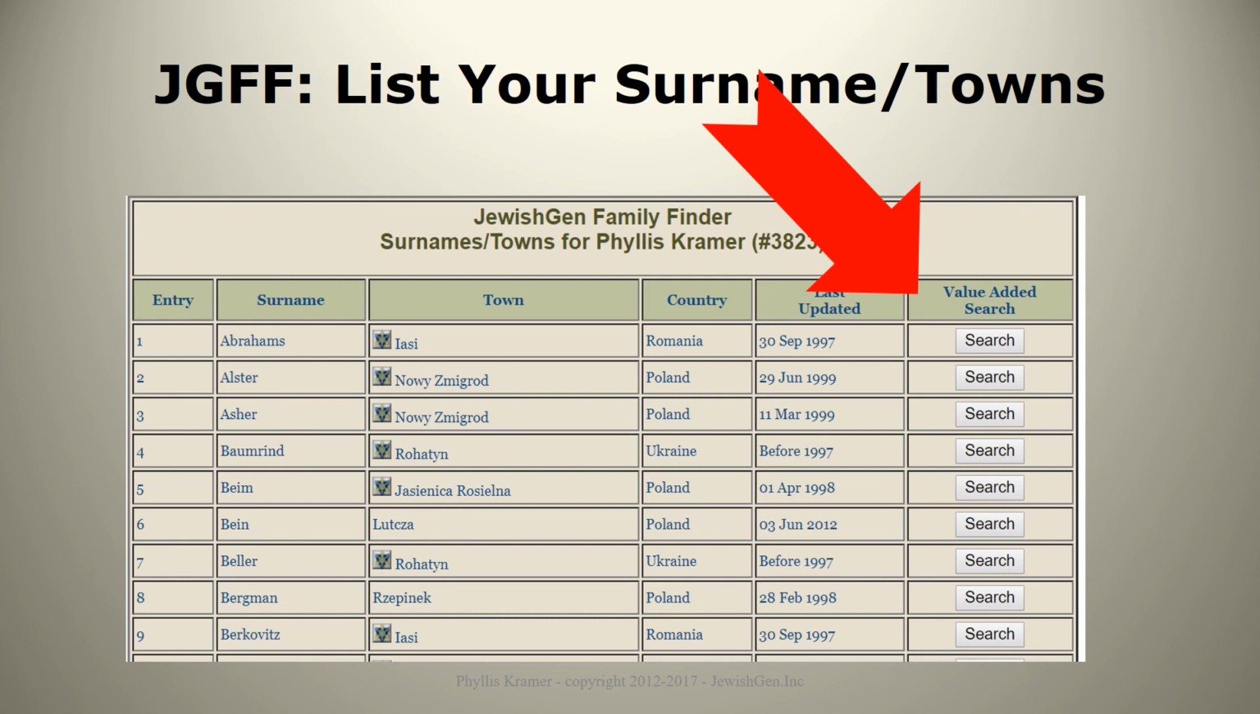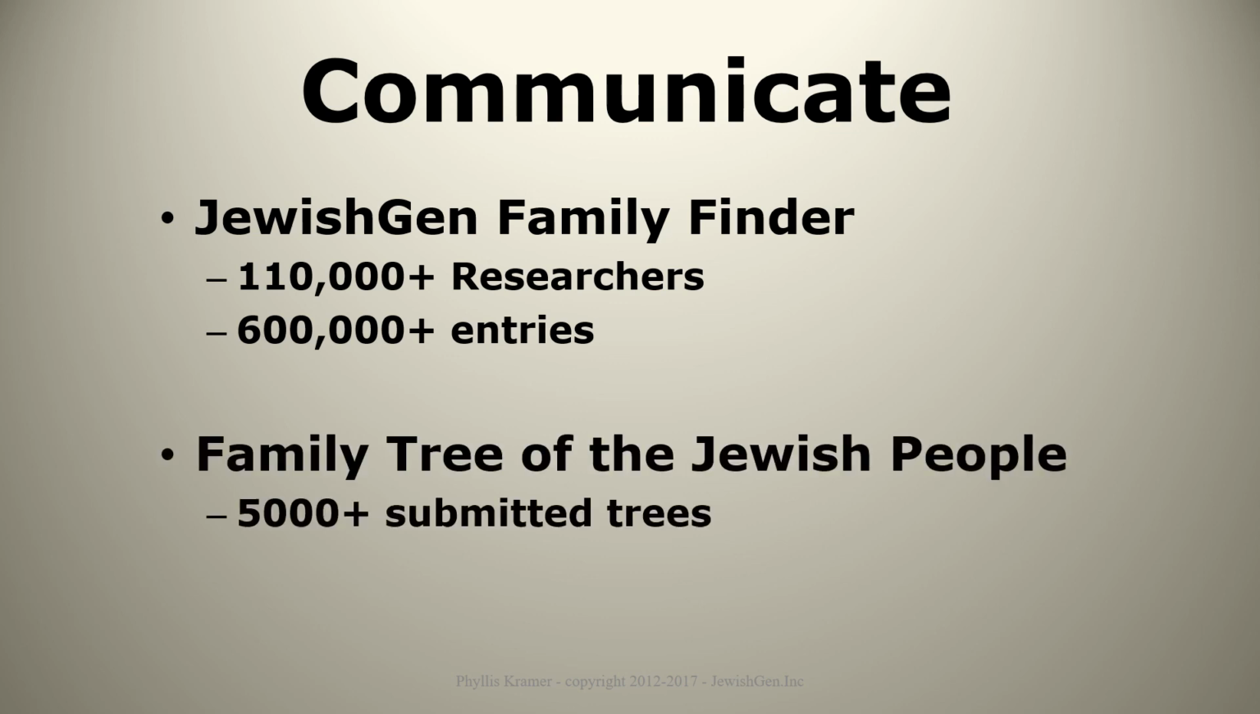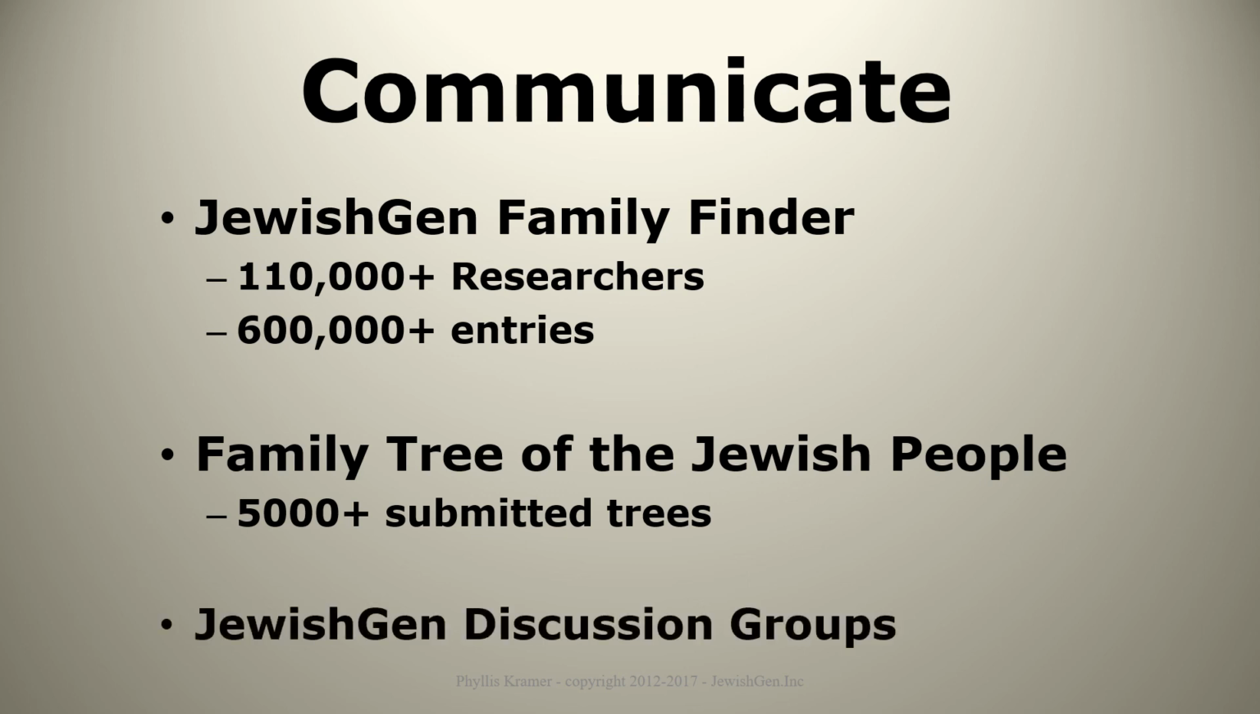So that is how we communicate using our best tool, the JewishGen Family Finder. I want to differentiate that from the family tree of the Jewish people, which are trees that have been submitted, over 5,000 of them. And in the next video, I'm going to talk about the JewishGen discussion groups. And JewishGen is designed to help you communicate.